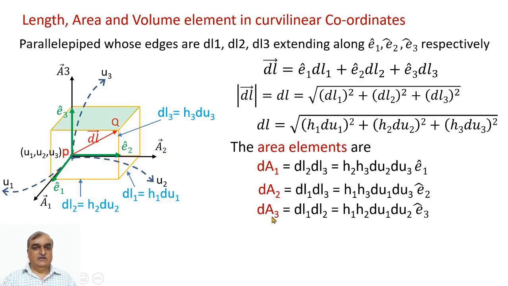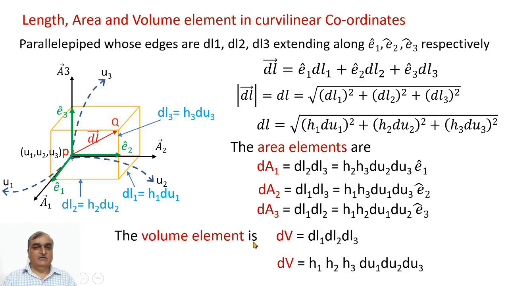Then the third area, dA3, this top area, has edges dl1 and dl2, so dl1 into dl2, and the normal vector is e3 cap. Therefore, h1 h2 du1 du2 along e3. This way we have these three area elements dA1, dA2 and dA3.